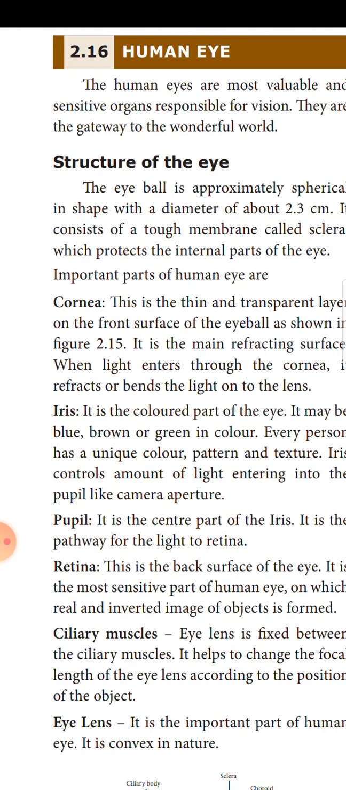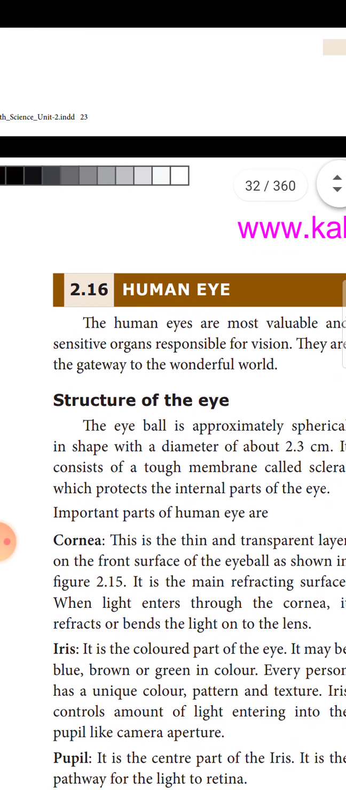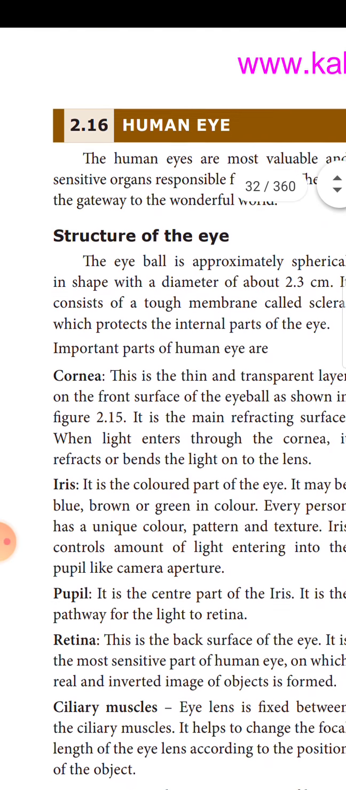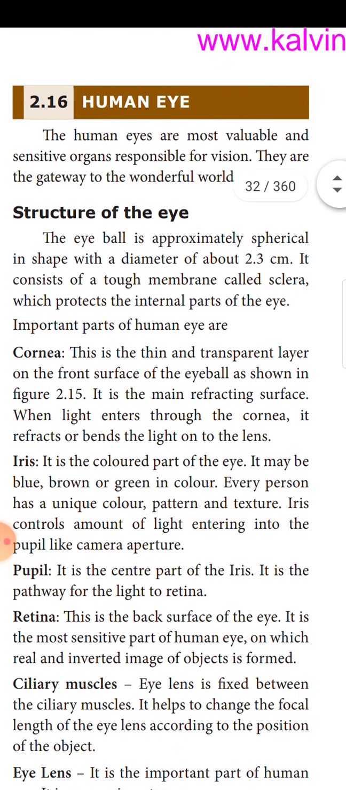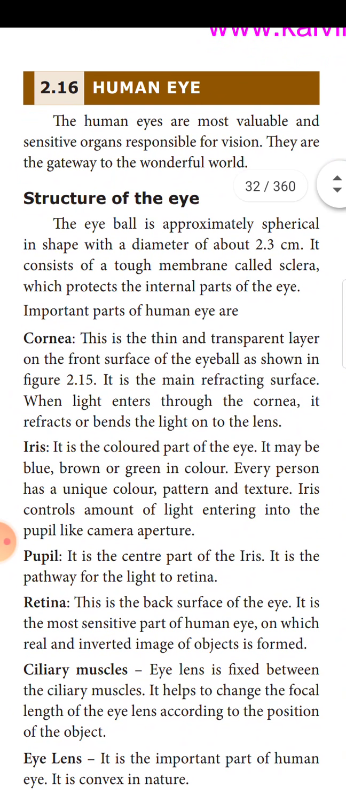In our previous video number 4, we saw the optics lesson. As a continuation of this, we are going to see the human eye. The human eyes are the most valuable and sensitive organs responsible for vision. They are the gateway to the wonderful world.